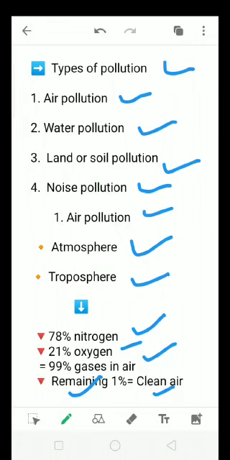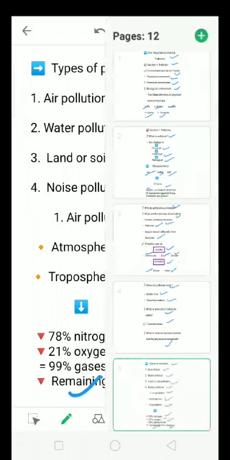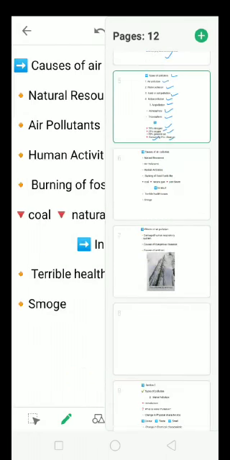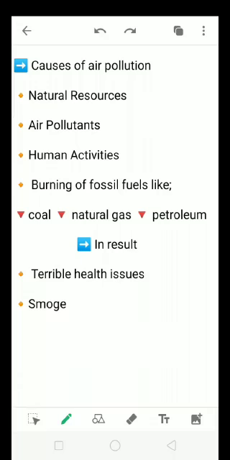So any physical or chemical change in the composition of clean air is the result of either natural or man-made causes. Such changes cause air pollution. So we will read about the causes of air pollution.